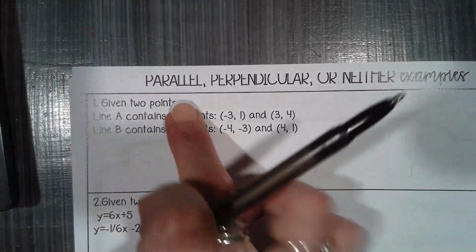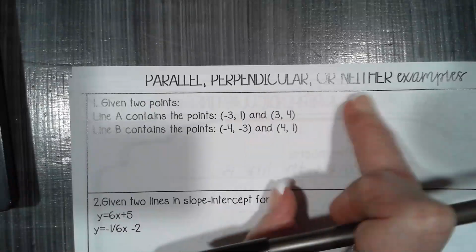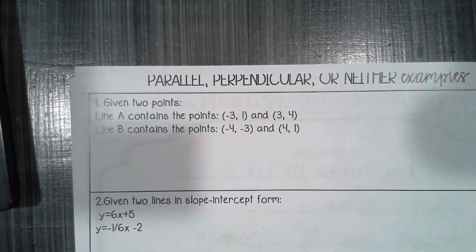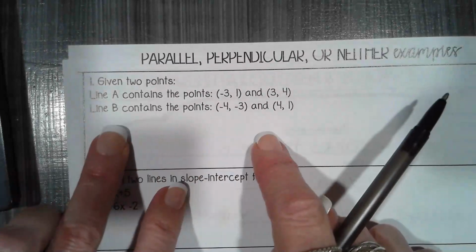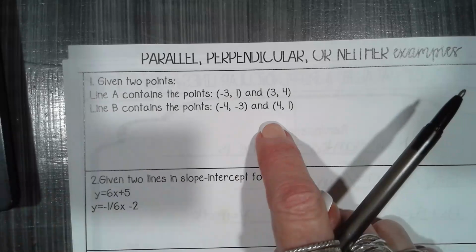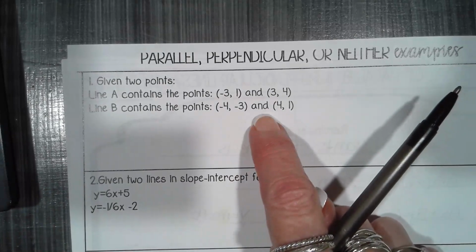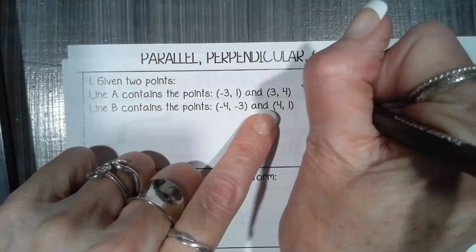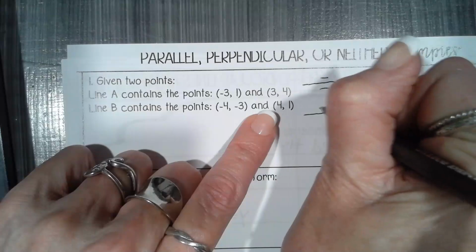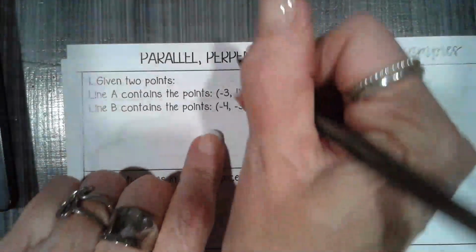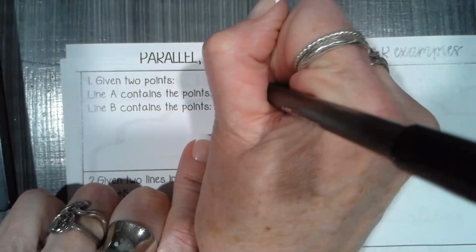Okay, notice we're determining whether the lines are parallel, perpendicular, or neither. We're given 2 points on a line for A and 2 points on a line for B. If you look back at the front sheet, we need to find the slope, and when we're given points, we're going to do rise over run. So I'm going to set up the structure for both of these, and just to recall, you put your D and U over the numbers.